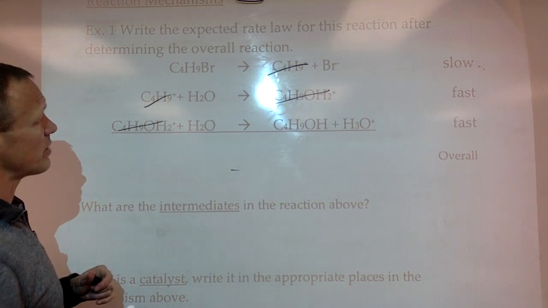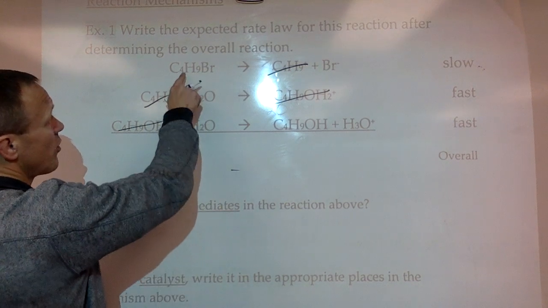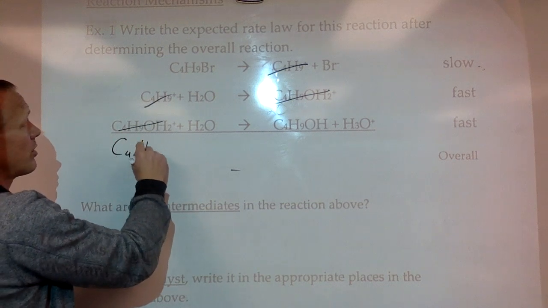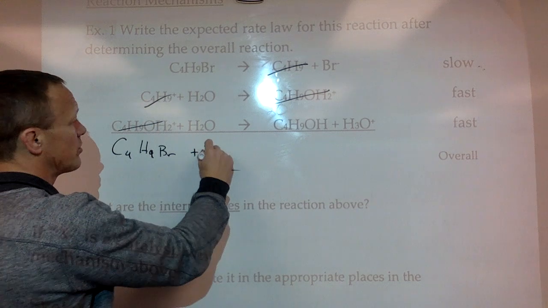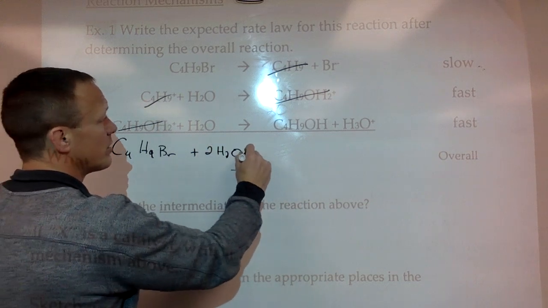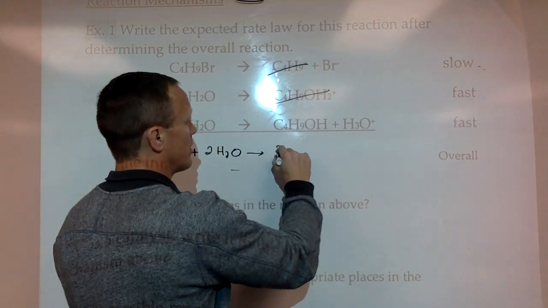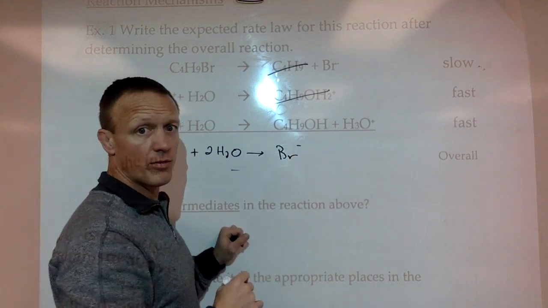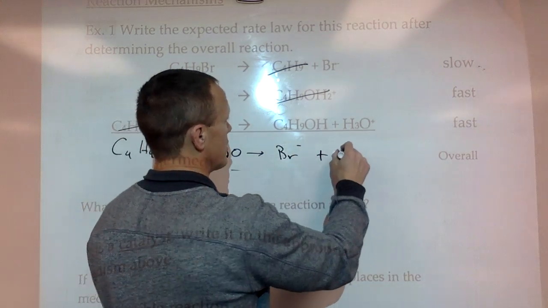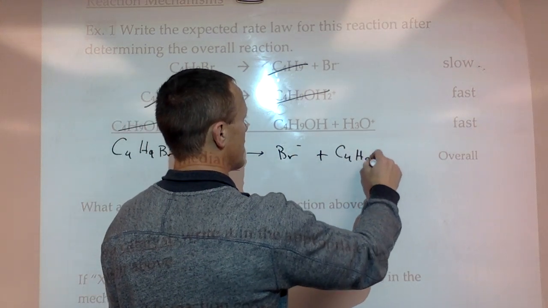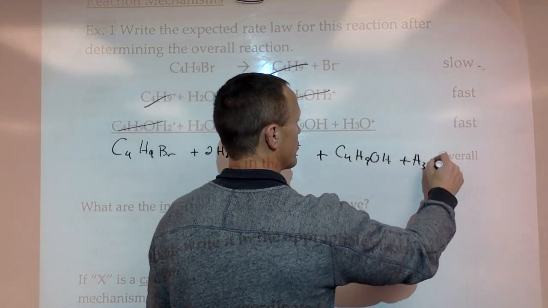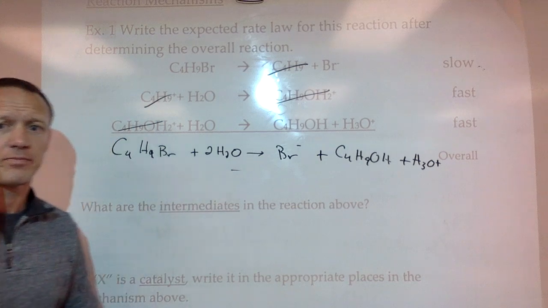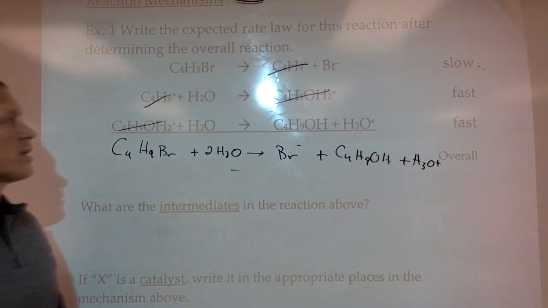So everything else should be okay. Nothing else canceled out, doesn't look like. So our overall reaction would be 1 molecule of C4H9Br reacts with 2 waters to make 1 mole of Br negative plus a mole of C4H9OH, this substance, plus a mole of H3O plus ions. So there's our overall reaction.